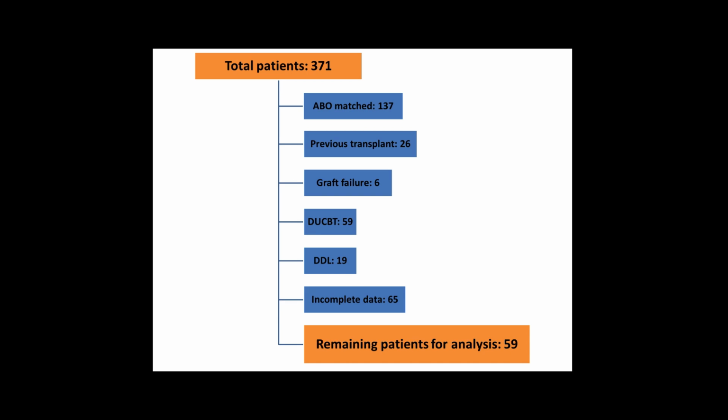We started with 371 patients. I got so excited. I thought this was going to be a very powerful study because this is, in my opinion, a high N, but it got whittled down. Those who received an ABO match transplant were excluded because their front and back type remained the same post-transplant. If they had a history of a previous transplant, they were excluded as well. That was 26 patients. 6 patients experienced graft failure. 59 received a double umbilical cord blood transplant. 19 received donor-derived lymphocyte infusions. 65 patients had incomplete data. That left us with 59 patients to analyze at the end.